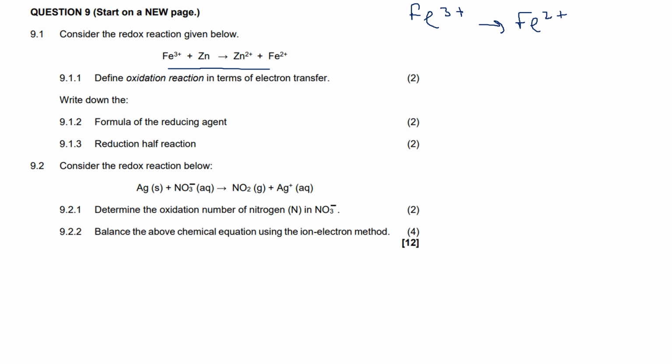So you ask yourself, we're going from losing 3 electrons to losing 2 electrons. We're losing 3 on the left, and on the right we're losing only 2. In other words, we are gaining electrons. So Fe is undergoing reduction, because it's gaining electrons, because it's now losing less than what it was losing before.